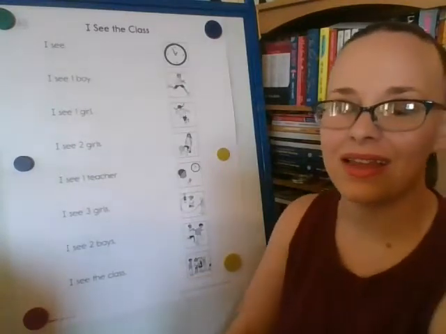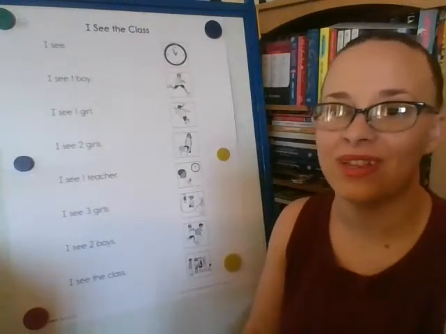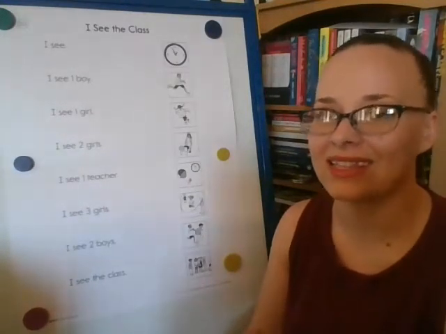Good job reading. Now we're going to move on to blending and segmenting syllables. Let's start with blending. I'm going to give you two parts of a word and I want you to put it together. Ready? Let's get started.